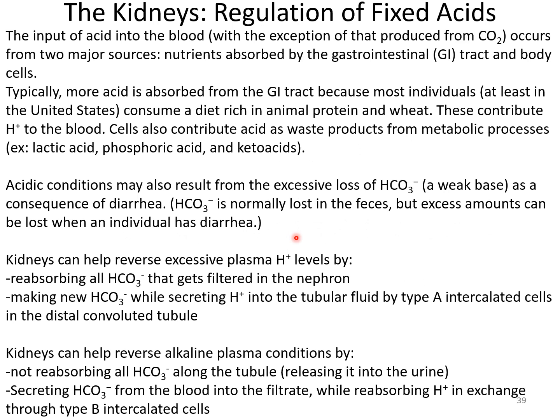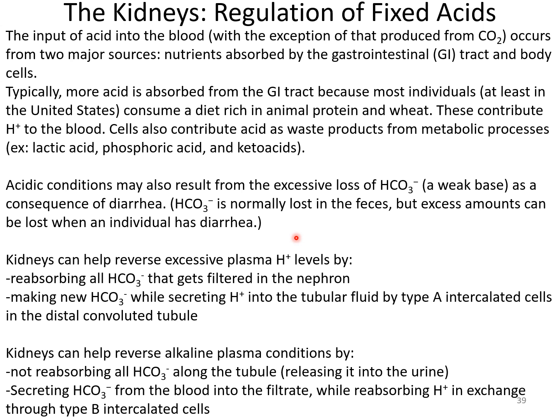I apologize for the amount of text on this slide. I tend not to do that, but sometimes there's no way around it. This is talking about the regulation of fixed acids by the kidneys. There's two main sources that we get fixed acids from. One is through our diet, nutrients absorbed in the GI tract, and the other one is from our body cells, those metabolic waste products.